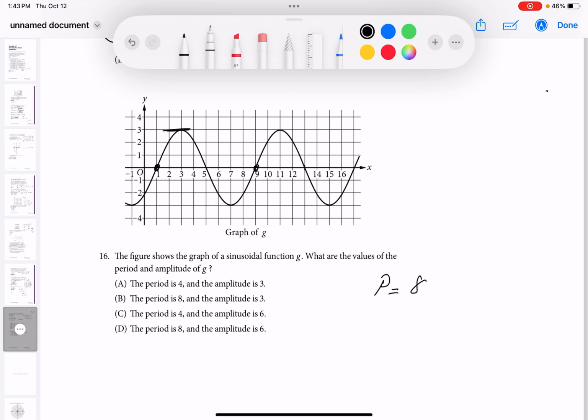The amplitude of it is half the distance between the peak and the trough. And what's that going to be? It looks like it's 3 up, 3 down, so 3 units. So the amplitude is going to be 3. Let's look for that. A period of 8 and an amplitude of 3. And I do see that right over here. That's good news. Let's keep going.